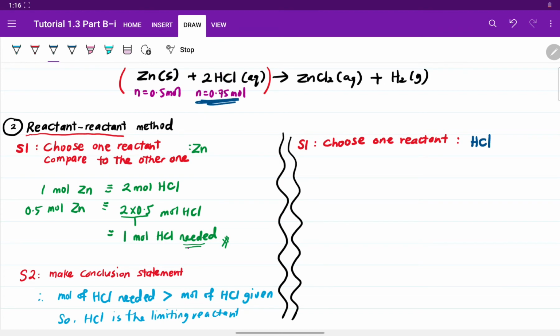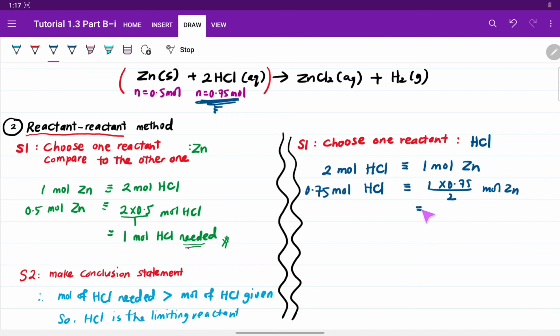Now, katakan kita nak pilih HCl pula. Okay, so bila saya kata saya nak pilih HCl, maksudnya, apa yang kita nak tahu dekat sini adalah, kalau kita gunakan 0.75 mol of HCl, berapa banyak zinc yang diperlukan? So, your stoichiometry will be like this. From the balance equation, 2 mol of HCl needs 1 mol of zinc.